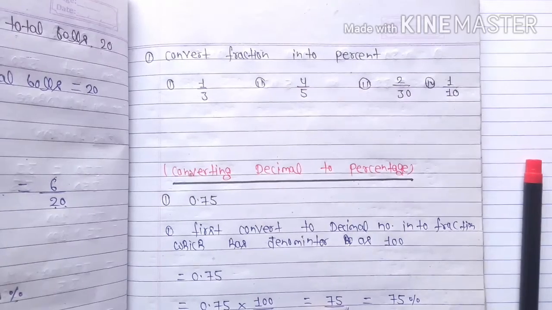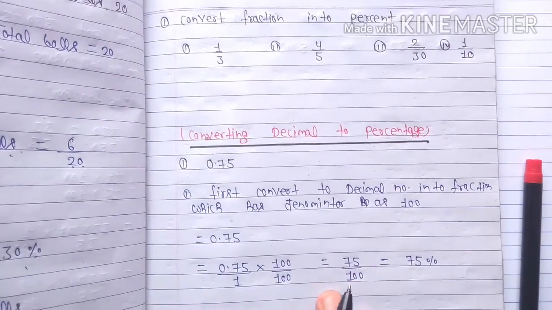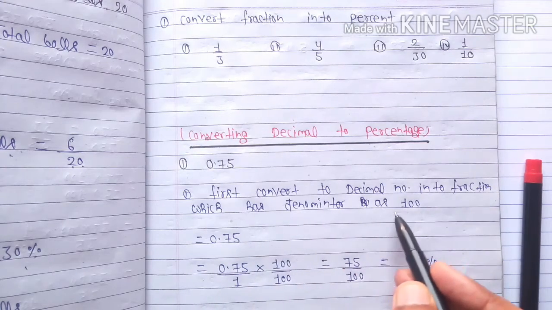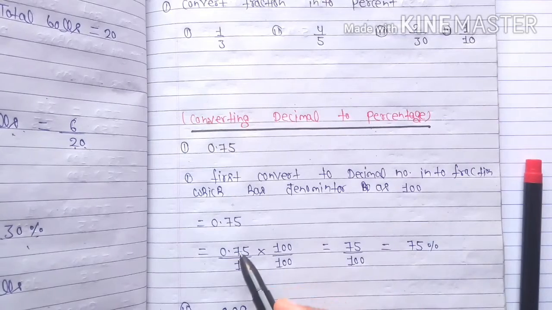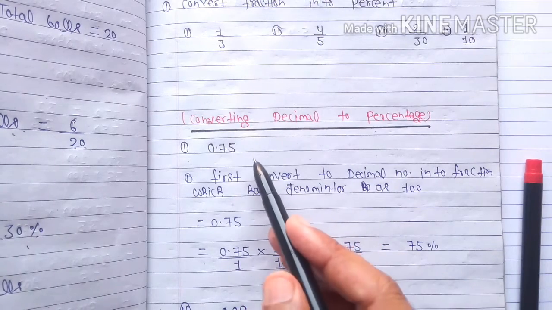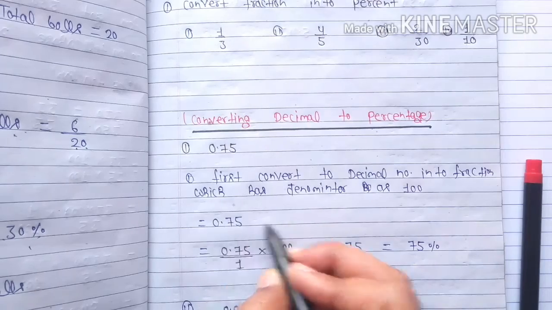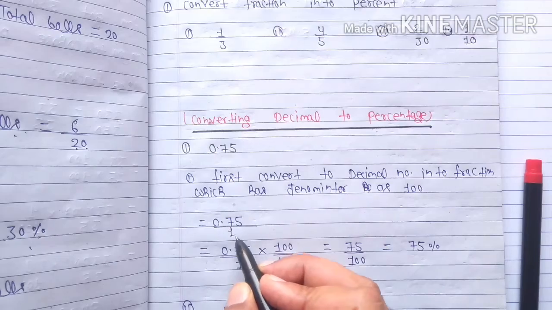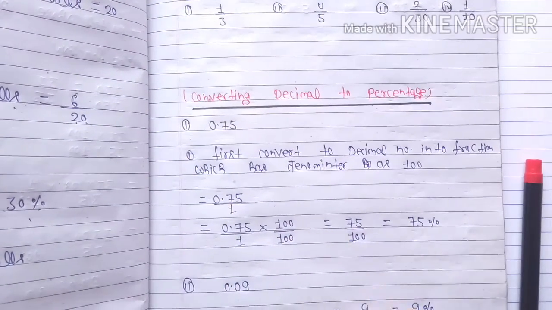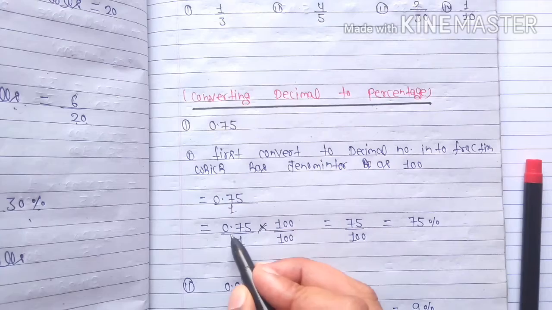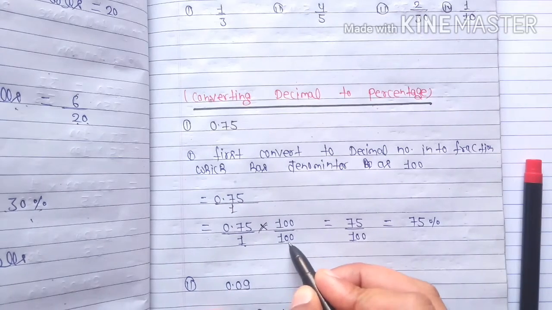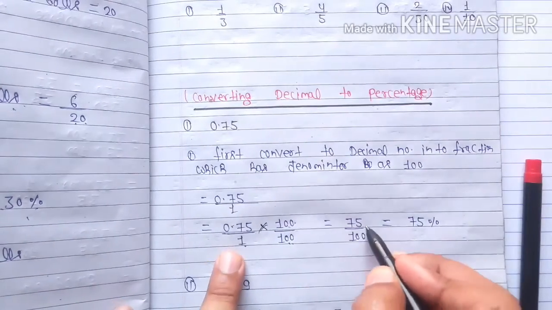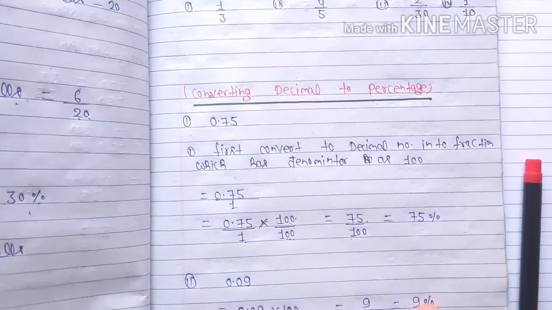Student, now the next topic: converting decimal to percentage. 0.75. First we convert the decimal number into a fraction which has denominator 100. Then first we will convert the decimal into a fraction. 0.75 means we can write 0.75 is equal to 0.75 upon 1. Now, to make its denominator 100, we will multiply both numerator and denominator by 100. This will give 0.75 into 100, which is 75 upon 100. It means 75%. I hope it's clear.